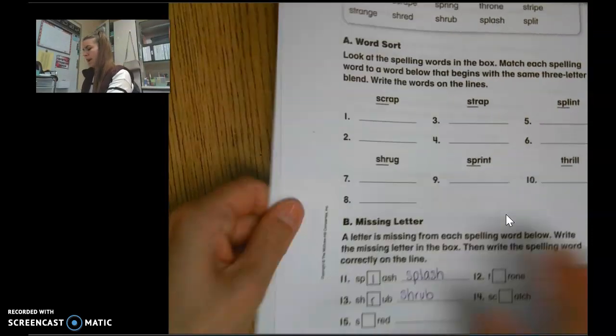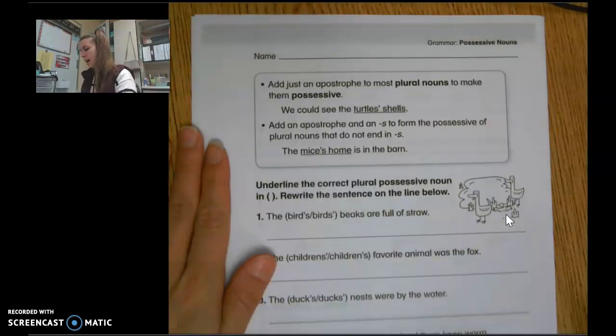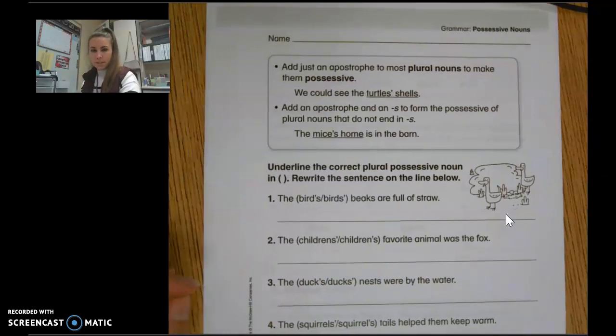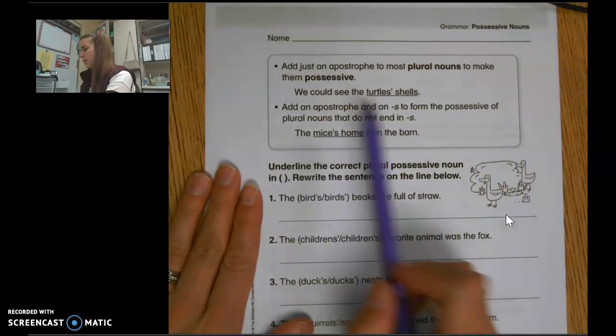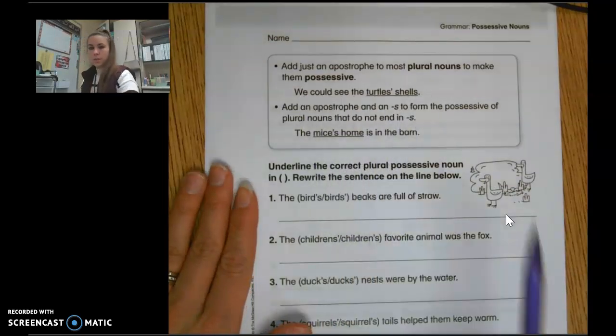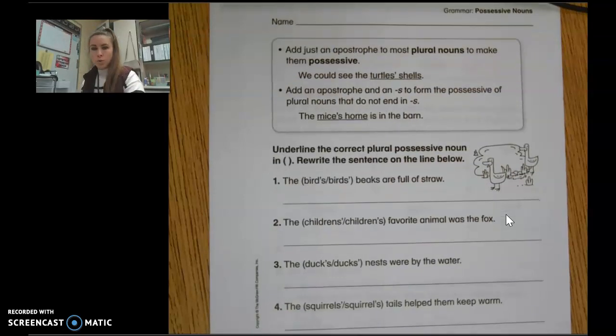If you flip to your back side, we are looking at possessive nouns. So we're looking at plural nouns and making them possessive. For example, we could see the turtle's shells. Okay? Turtle's shells, that shell belongs to the turtle. Possessive means that the item belongs to someone. Okay? It's owned by someone.